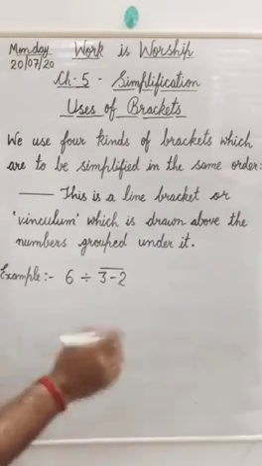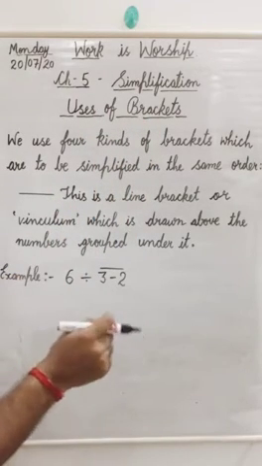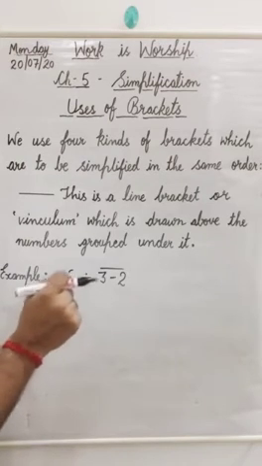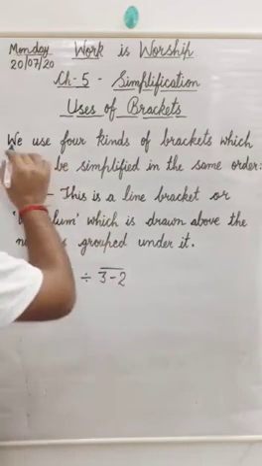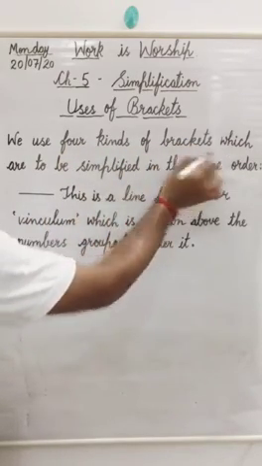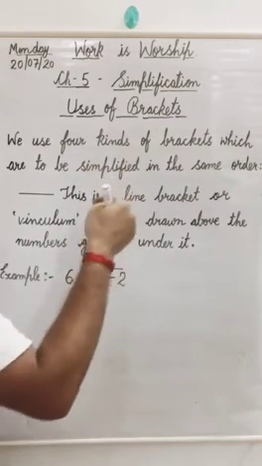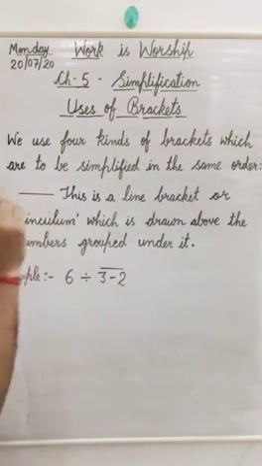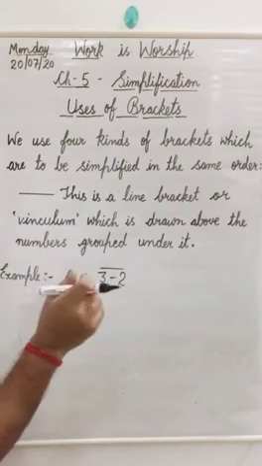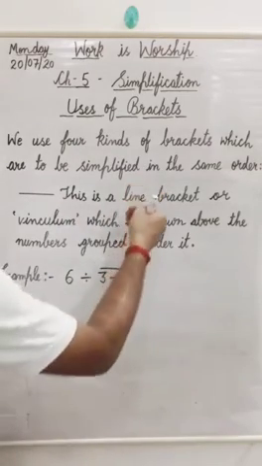So students, here we are going to discuss some brackets which are very useful in simplification involving two or more operations, because they tell us which part of the sum is to be solved first. So here we mainly use four kinds of brackets which are to be simplified in the same order. Always remember one thing: firstly we solve the operation within the bracket, according to their order.